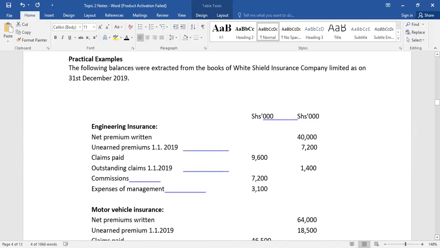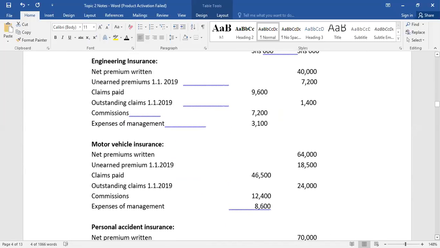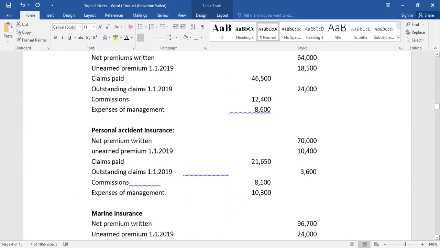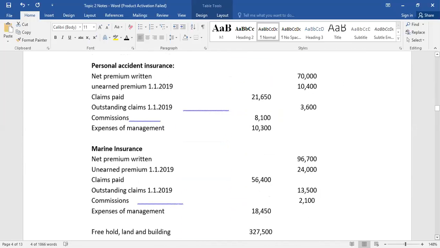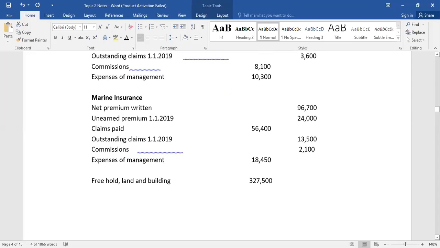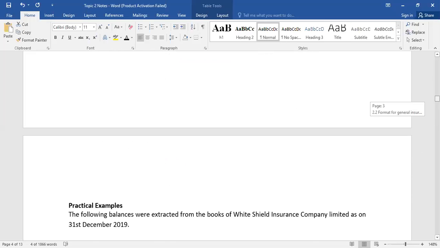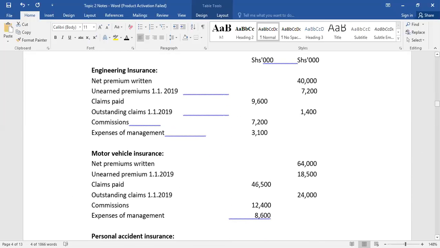As I have indicated, each segment of the business will be taken as an independent revenue center. So we are going to prepare a revenue account for each segment of business. As you can see here, we have the engineering insurance, the motor vehicle insurance, the personal accident insurance, and the marine. There are 4 segments of business. So when we do our revenue accounts, I want to see whether they are alike. So you can see what is happening.